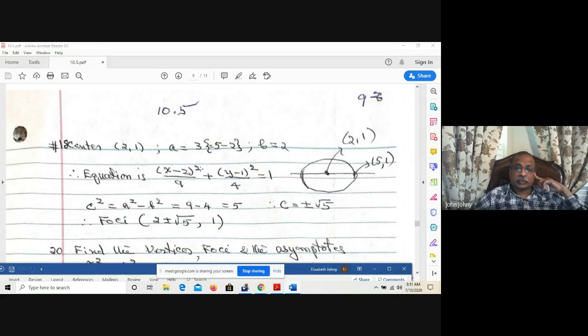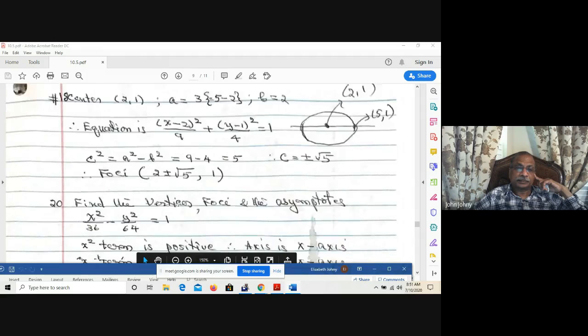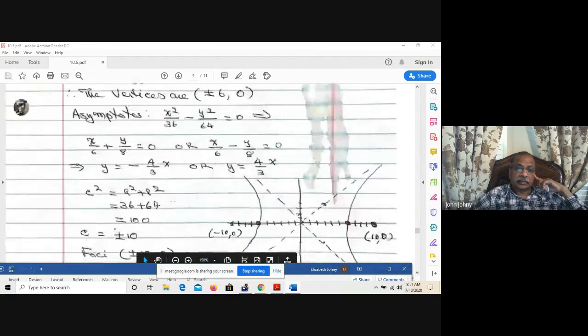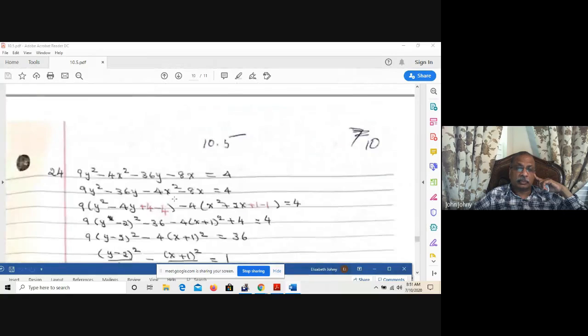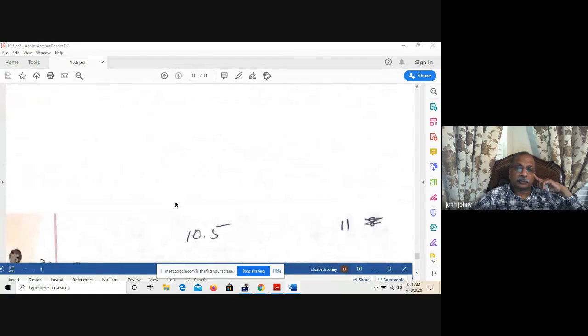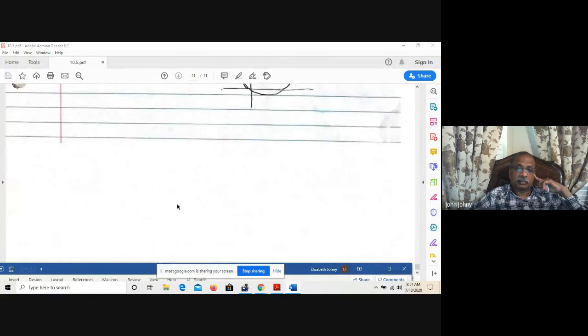Equation is x minus 2 the whole square over a square, that is 9, plus y minus 1 the whole square over 4. C square is a square minus b square, that is 9 minus 4, which is equal to 5. So c is plus or minus square root of 5. Therefore, the foci are 2 plus or minus square root of 5, 1. And those are the foci. Then, I think that's the last question. Oh, no, there are a couple more.